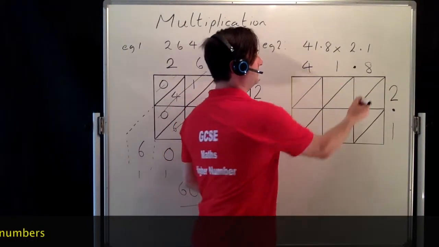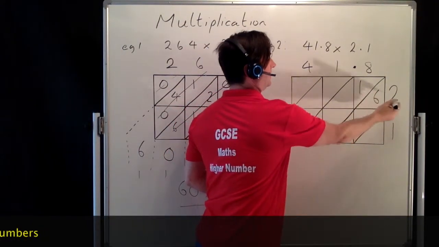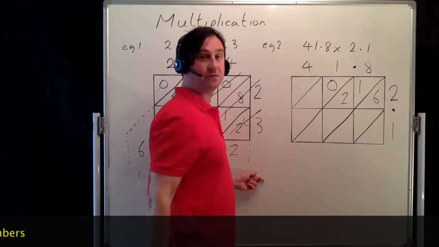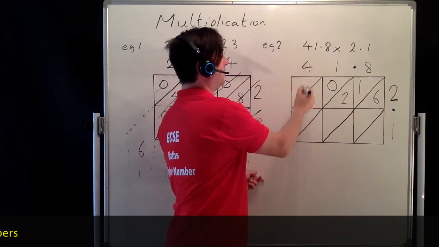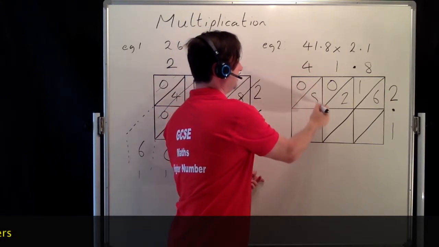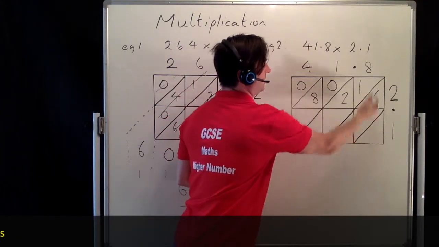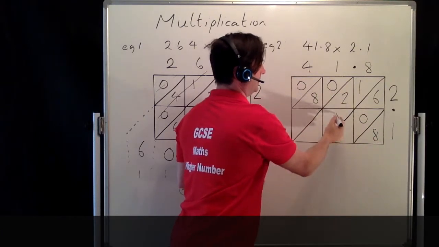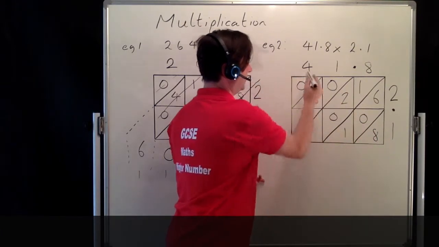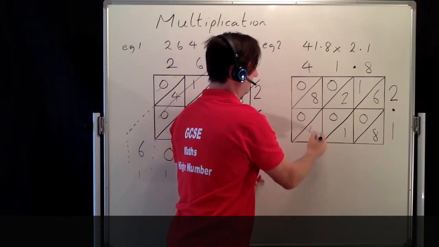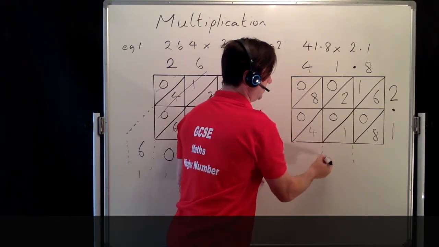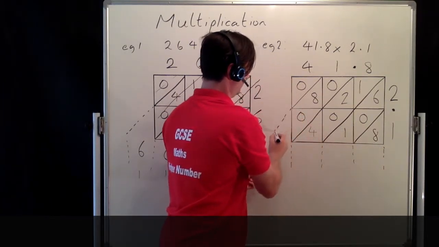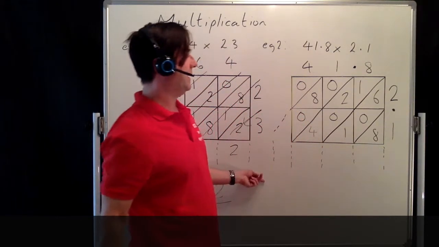2 times the 8 gives me 16. 2 times the 1 gives me 2, so we write 0, 2. 2 times 4, 0, 8. And then 1 times 8 is 0, 8. 1 times 1 is 0, 1. And 1 times 4 is 0, 4. Put in your dotted lines, remembering to make this one come out slightly before you go down.